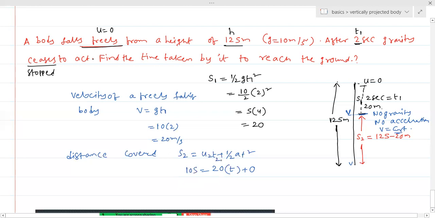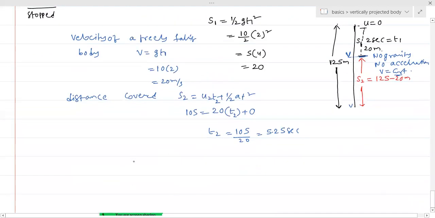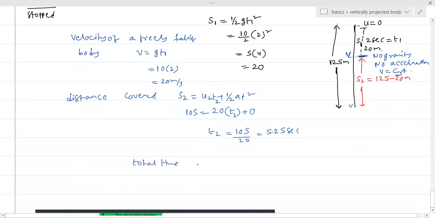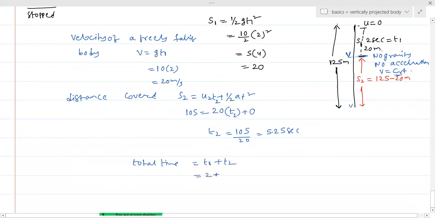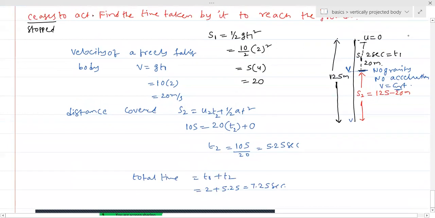Suppose we take the time as t2. Therefore t2 is equivalent to 105 by 20, that is 5.25 seconds. But we need the total time, which is t1 plus t2. So t1 means 2 seconds and t2 means 5.25 seconds, that equals 7.25 seconds. In this way, we need to understand.